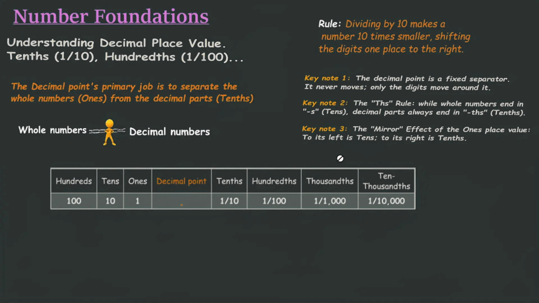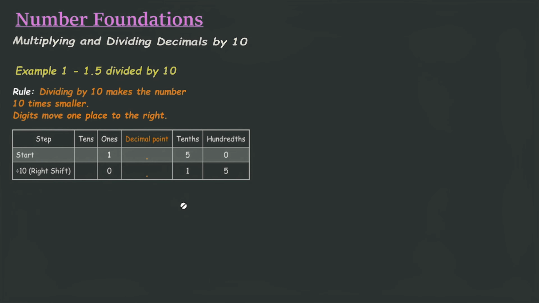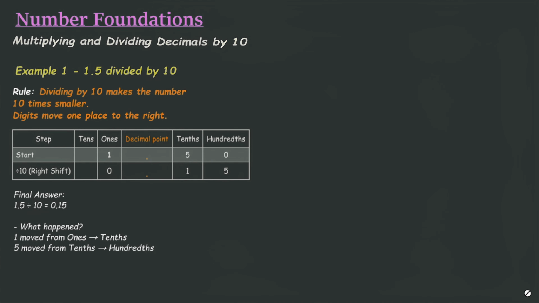Now that we know the decimal point is a fixed anchor, let's see what happens to the digits during the calculation. Let's start with the example 1.5 divided by 10. To divide by 10, we follow the same logic as before. The number gets 10 times smaller, so every digit shifts one place to the right. We have 1 in the ones place and 5 in the tenths place. The 1 moves from ones to tenths, and the 5 moves from tenths to hundredths. So 1.5 divided by 10 becomes 0.15.